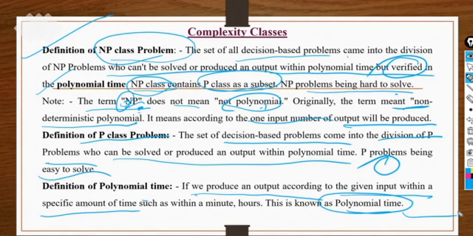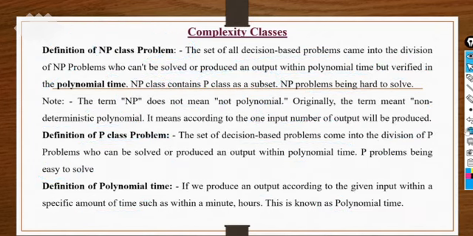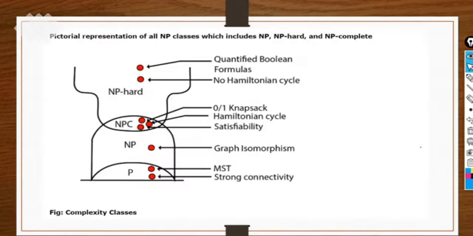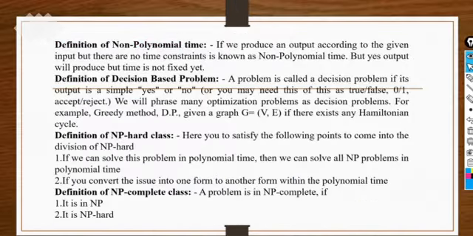Next thing that we have here is non-polynomial time, as we have already discussed. If we can produce an output according to the given input and there is no time constraint here, that type of problem is non-polynomial time. But mark one thing, the output can be in the form of yes, we will produce it, but the time is not fixed. We are ensuring it through the non-deterministic algorithm. It can be solved, but the time is not fixed. That type of problem comes in the category of NP class problems, right?